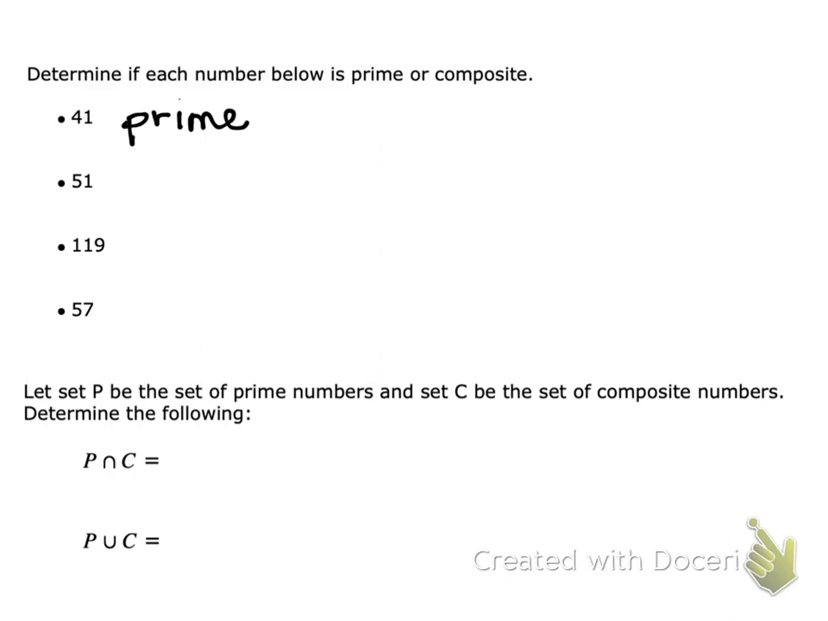Okay, 51, let's check this. Can it be divided by 2? No. Let's add up the digits. 5 plus 1, 6. Okay, so what does that imply? It can be divisible by what? Or divided by 3. So what would that make this number? Composite. So this can be divided by 3, which implies this is a composite number.